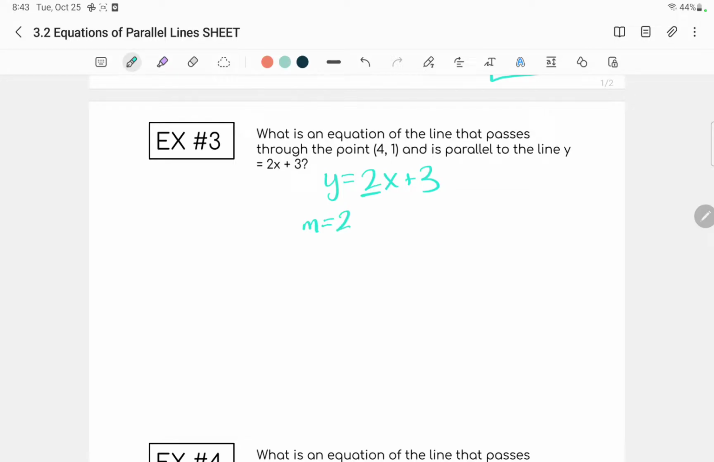But do I know the y-intercept? No, because I know what this y-intercept is, but I need the equation of the parallel line. So I have to find that y-intercept. And how am I going to do that? Well, first we identified the slope. So let's write down some steps. Identify slope.